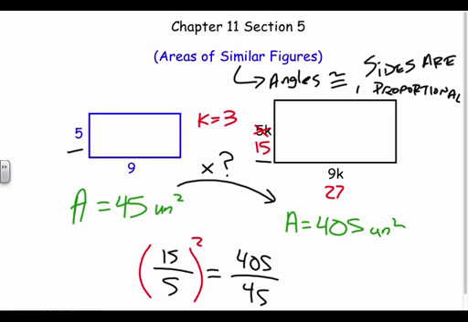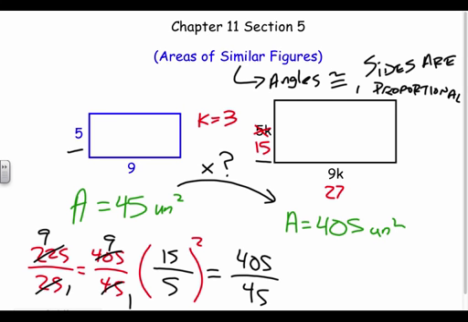Because if I take 15 squared, I get 225, and 5 squared, which is 25. And I set that equal to 405 over 45. If I simplify both of those, we find out that I would get 9 over 1, 9 over 1, and then they would be equal. So I'm really multiplying by 9, if I take the first area to get the second area.